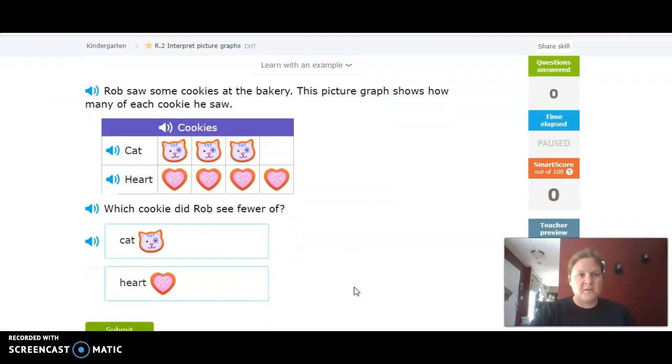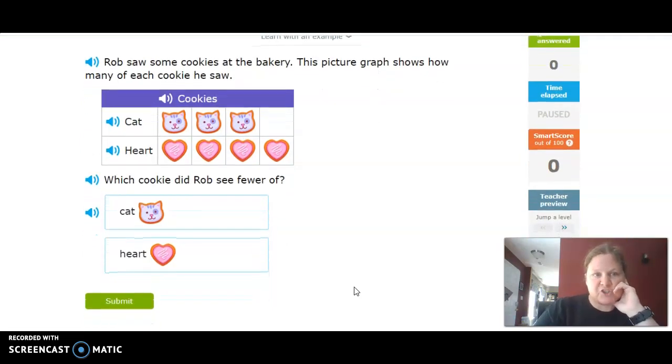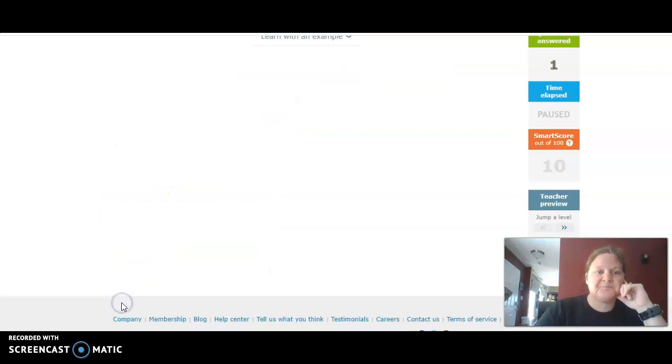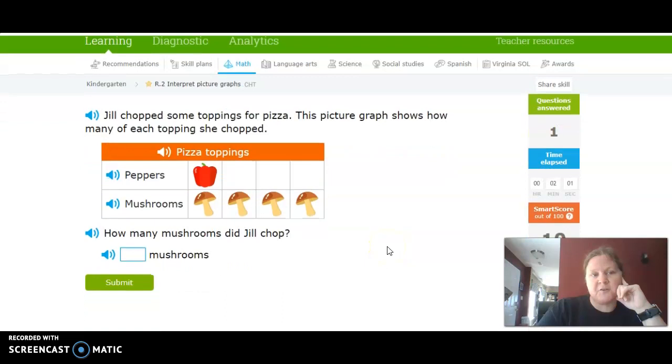We have, it says, Rob saw some cookies at the bakery. This picture graph shows how many of each cookie he saw. So we have cats, hearts. Which cookie did Rob see fewer of? Fewer means less, smaller. It's a good big math word right there, fewer. Which one do you see fewer of? Cats or hearts? Cats, because look, 1, 2, 3, it's shorter, right? 1, 2, 3, 4. Hearts goes out further. 4 is bigger than 3. So he saw fewer cats. Good job. It says wonderful because we're so wonderful.